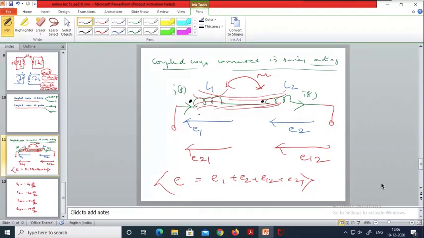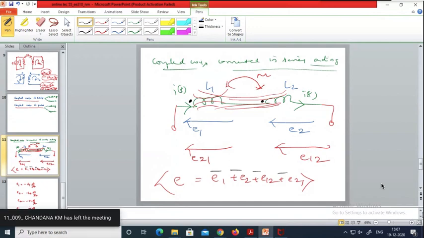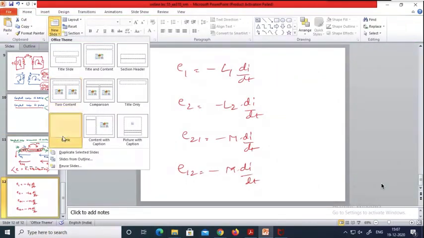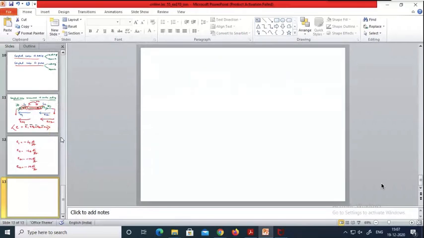So what is happening here? The current is entering this dot, and the current here is also entering the dot. Therefore, the polarities are the same in all the four cases. Okay, so this is called series aiding. Now let us change the dot convention to some extent. So what might happen? Let me check here.